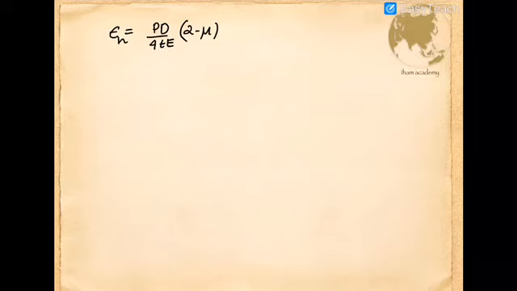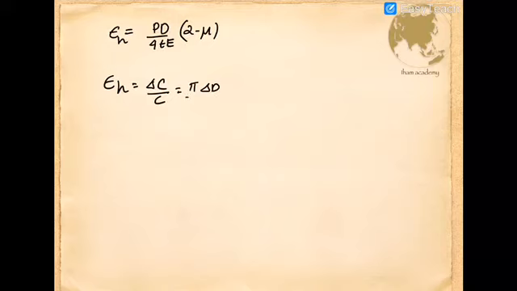So hoop strain is nothing but the circumferential strain. It will try to increase or change the circumference value. So we can say this circumferential strain epsilon h can be taken as change in circumference divided by original circumference value. So if the change in diameter is delta d, pi delta d will be the change in circumference, and the previous circumference will be pi d value. So pi gets cancelled, we will get delta d divided by d value.